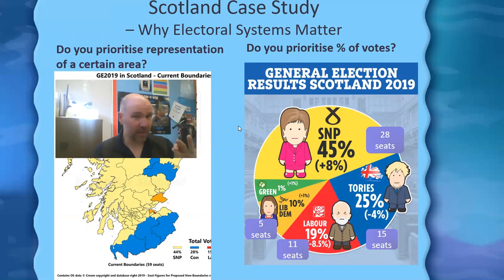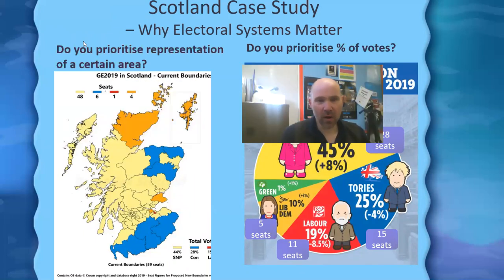So another way, there are lots of ways of doing it, but another way you can think about electoral systems is that you could prioritize representation of a certain area. So what you do is you take a map, and here is the map of Scotland, and you chop it up into little bits, and we call these constituencies. You can see where I'm going with this. What you then say is, right, well, what do the people that live in northern Scotland think?